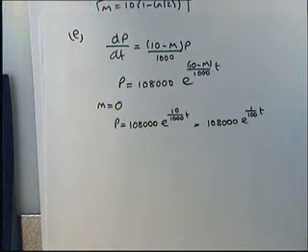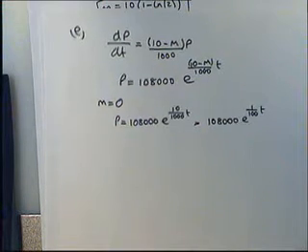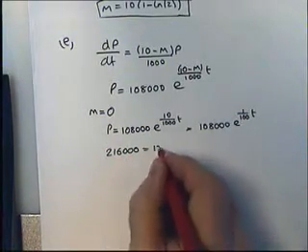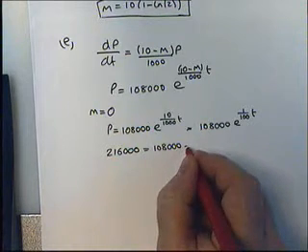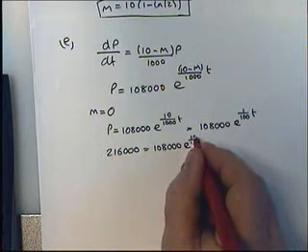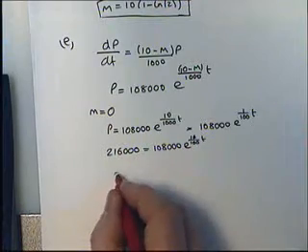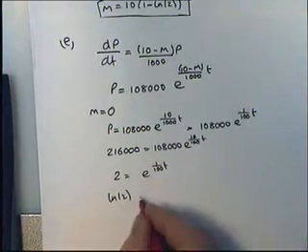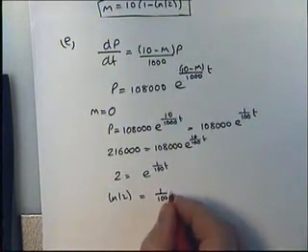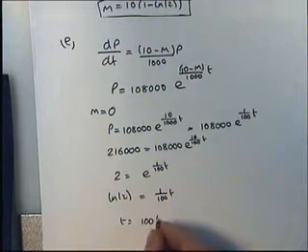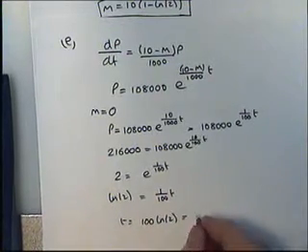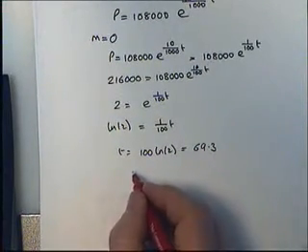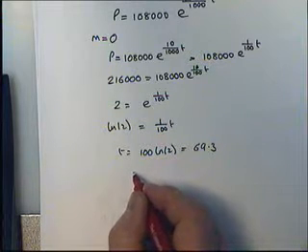Now if we look at how long it takes now to double the population, if that's less than 69 years, so 216,000 equals 108,000 e to the 10 over 1,000, or 1 over 100, t, we get 2 equals that, and we can take the natural log of both sides and times by 100, and we'll get 69.3. So it's not possible to double in less than 69 years. Okay.